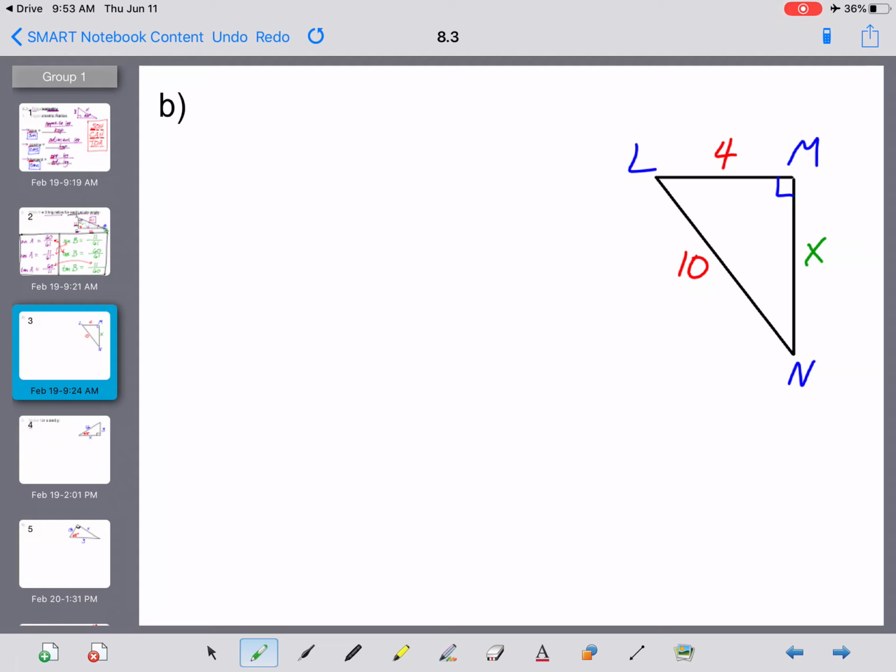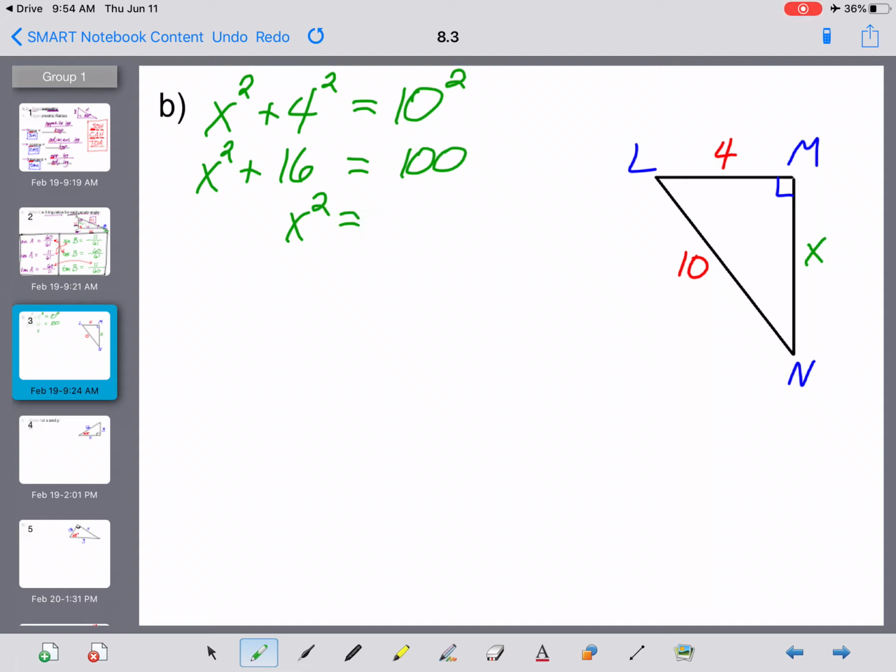Leg squared plus leg squared equals hypotenuse squared. So one of our legs is x, we'll square that. Plus the other leg, which is 4, we'll square that, equals the hypotenuse, which is 10, and square that also. So x squared plus 16 is going to equal 100. We'll subtract the 16 from both sides and get x squared is equal to 84.